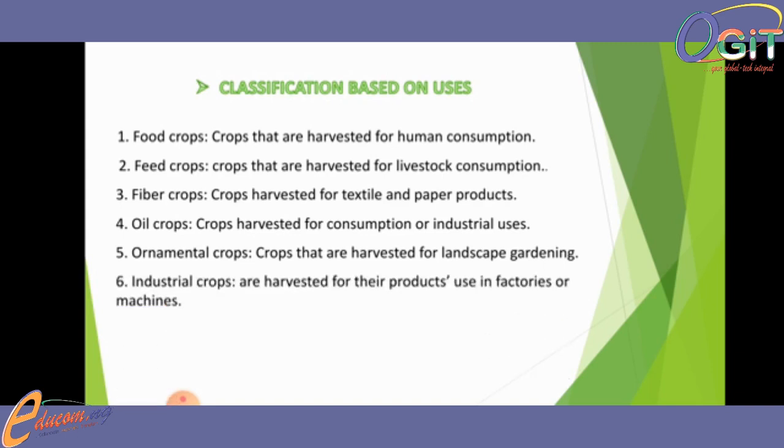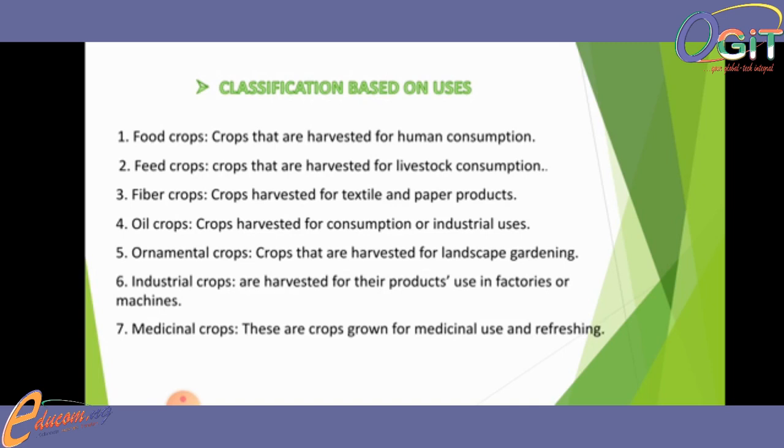Number 6, industrial crops. They are the crops that are harvested for products used in factories or machines. We have timber and rubber crops. Number 7, we have medicinal crops. These are crops grown for medicinal use and refreshing.